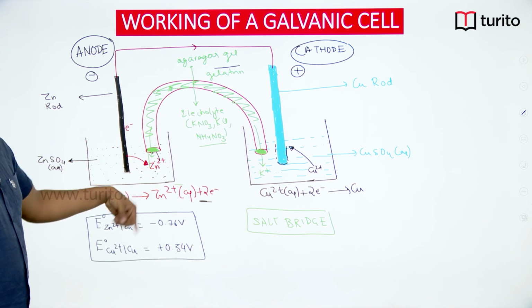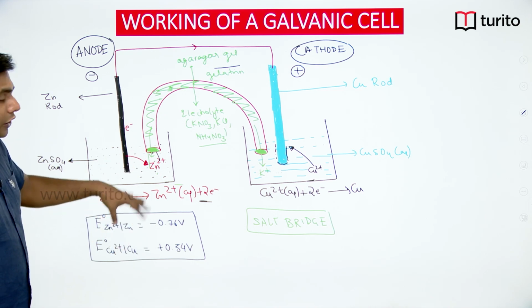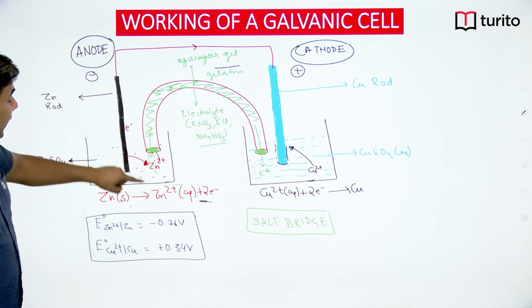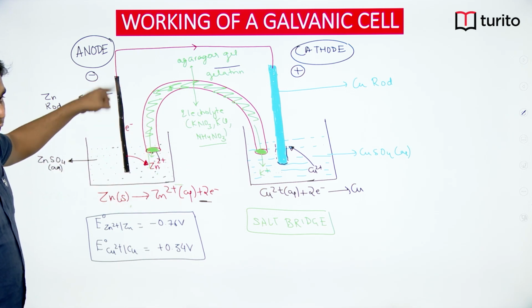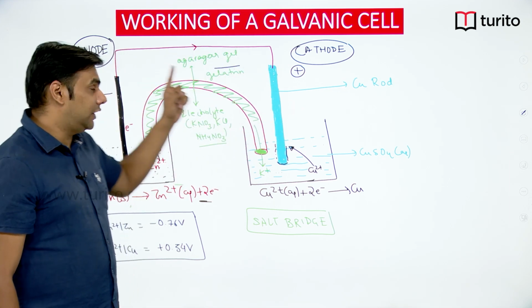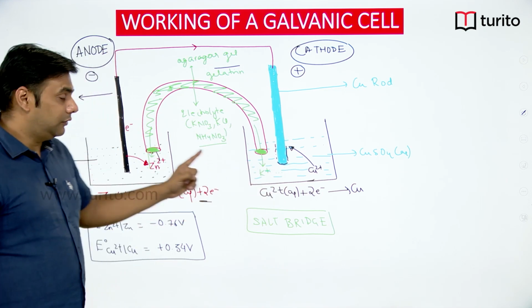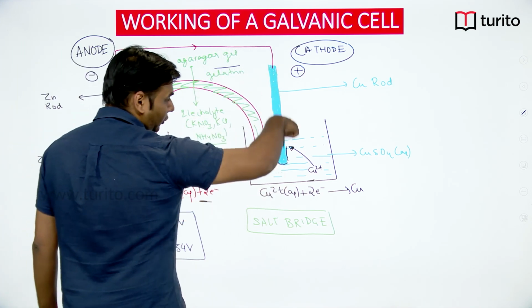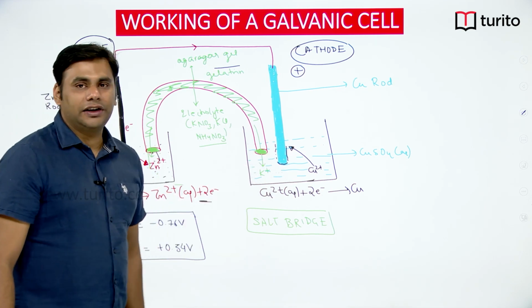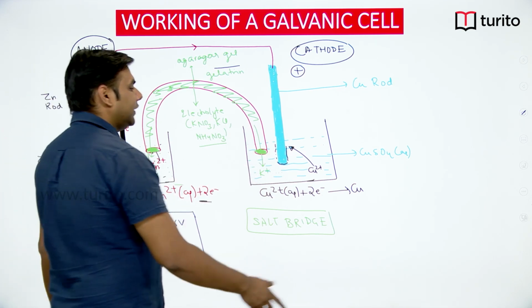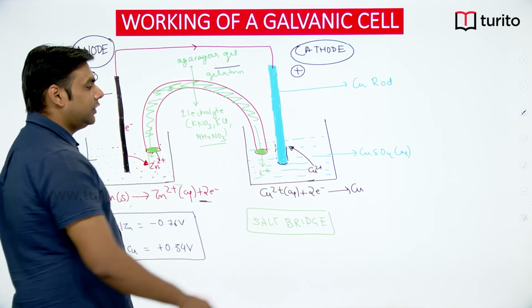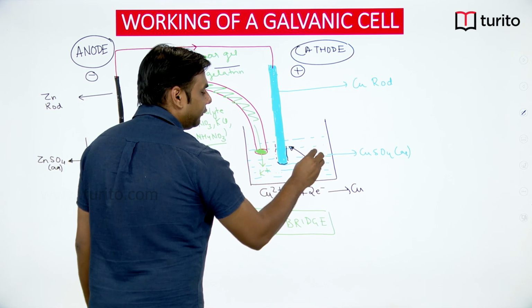So zinc 2 plus will keep on entering the solution from the rod, due to which the solution will have excess positive charge. The electron which is liberated will be on the rod, which can enter into the cathodic half cell through a conducting wire. Now this electron enters into the cathode, so it reduces the copper 2 plus present in the solution. Copper 2 plus gets reduced into copper and gets deposited at the copper electrode, due to which copper 2 plus would disappear from the solution.